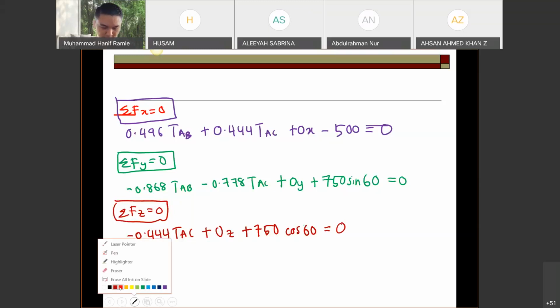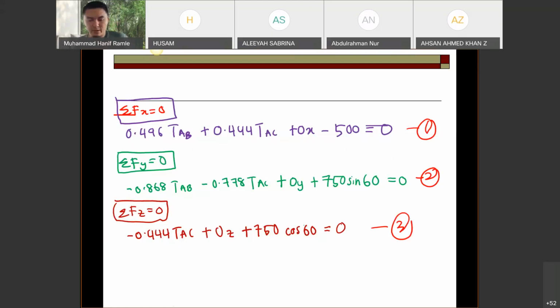Okay, 3 equations: first equation, second equation, and third equation. We have to determine another 2 equations from the moment. Let me check what time it is now. Oh, near to 11 a.m. So this is your homework. I give you homework. You have to continue from here to determine another 2 equations from the moment. Then from there you can get the answer.